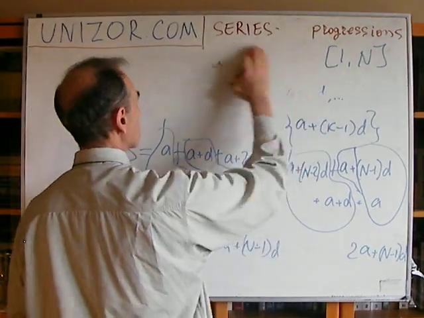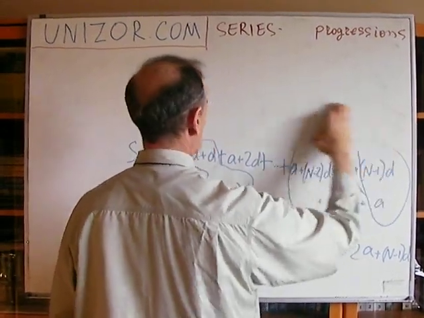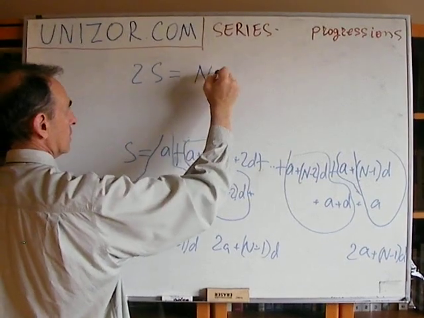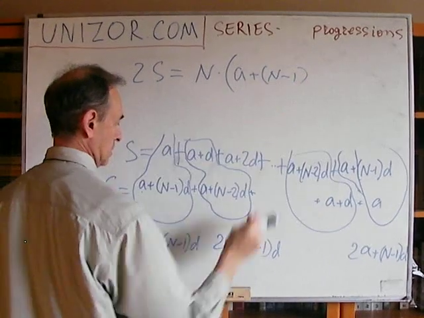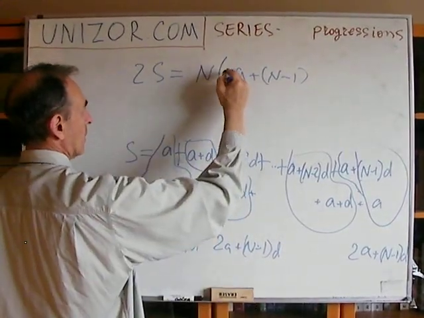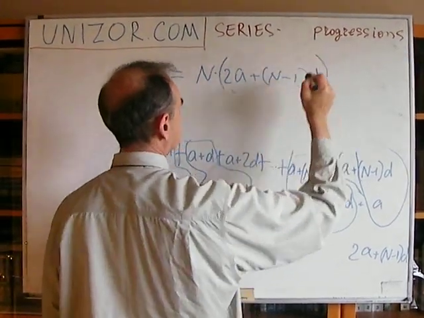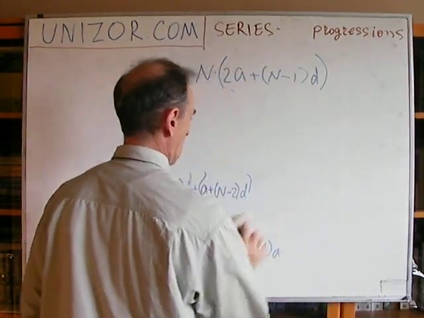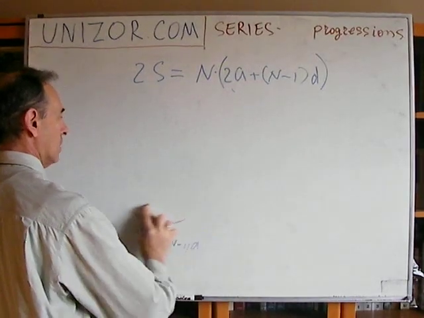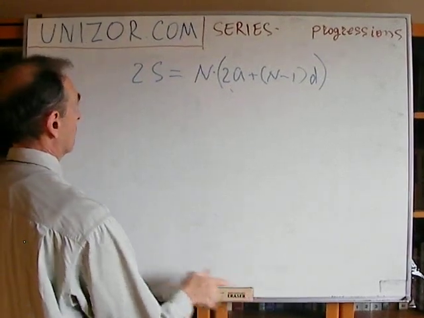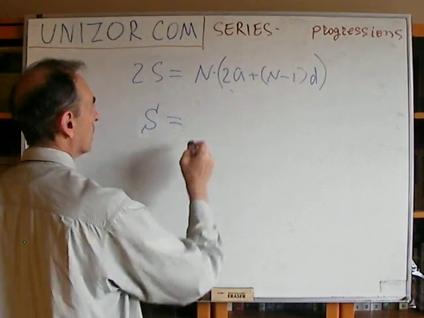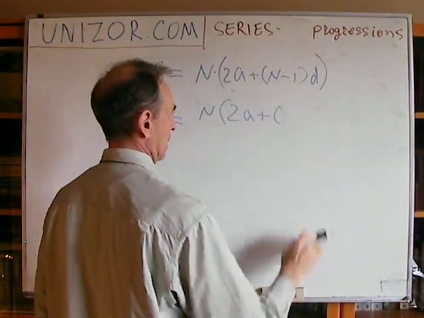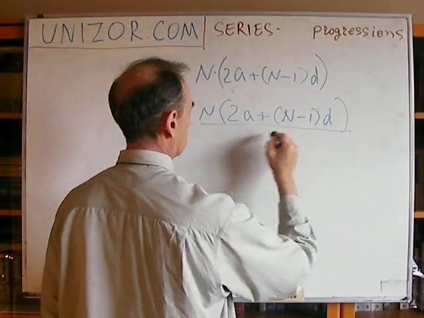So basically what I came up with here is that double the sum can be calculated as n times (2A plus (n minus 1)D). And obviously, the formula for the sum S would be n times (2A plus (n minus 1)D) divided by 2.